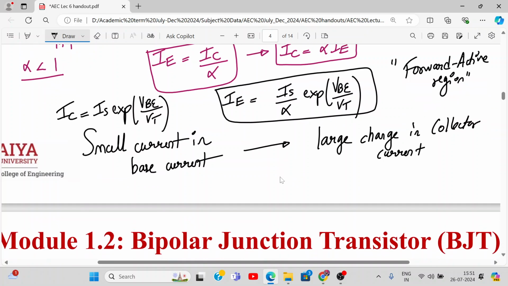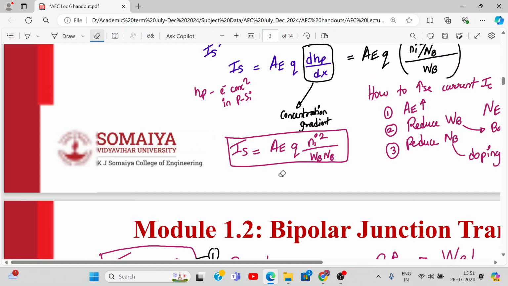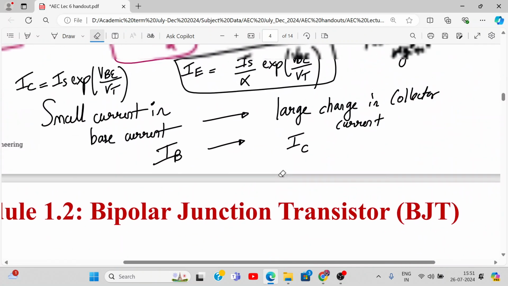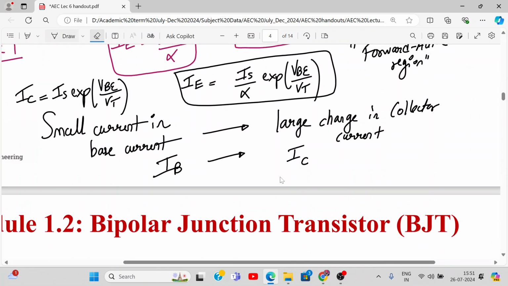So what are these represented by? It's represented as follows. Small changes in IB lead to a large change in IC. What is the first relation we wrote? IB is IC upon beta. Correct? So IC will be how much? Beta times IB. This is the large change, beta. So since both are currents, beta can be written as IC upon IB.